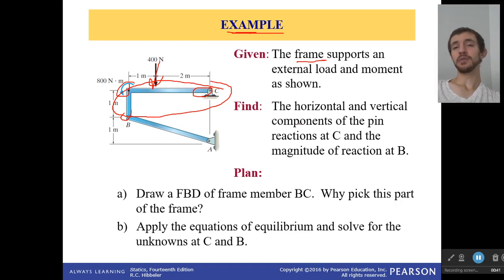So what we want to do is find the horizontal and vertical components of the pin reactions at C and the magnitude of the reaction at B. Okay, so can we do this? Why didn't they mention A? Why didn't they ask for A? We'll figure that out.